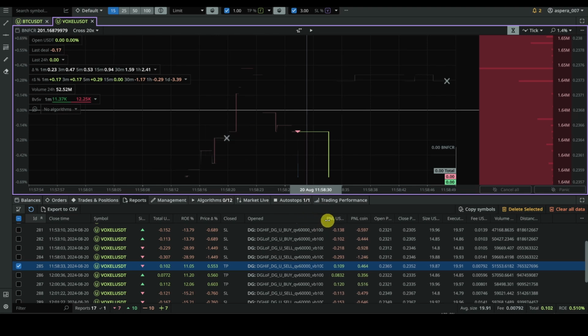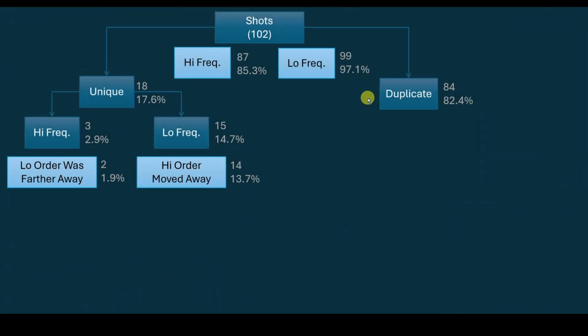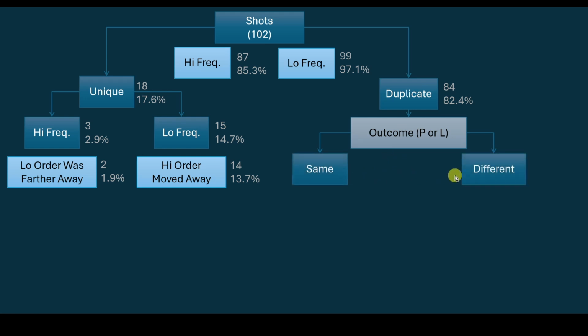I disregard these in my comparative analysis. Let's now move on to the duplicate trades. First, I wanted to know whether the outcome of these was the same or different. Same means that both were profits or both were losses. There were 80 such shots.